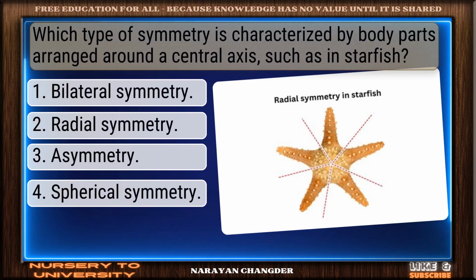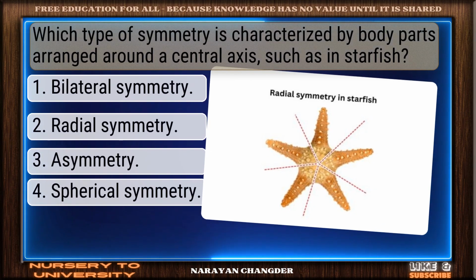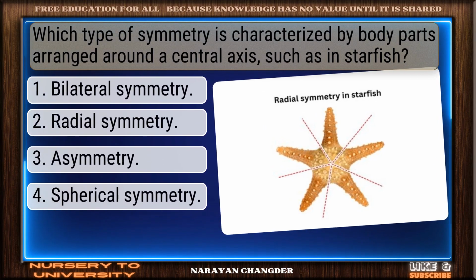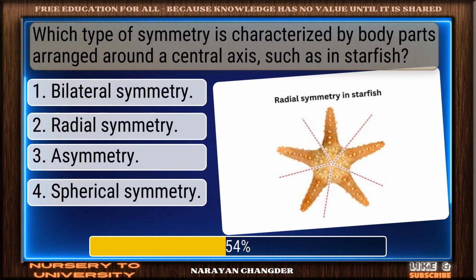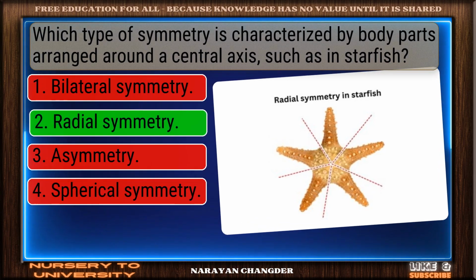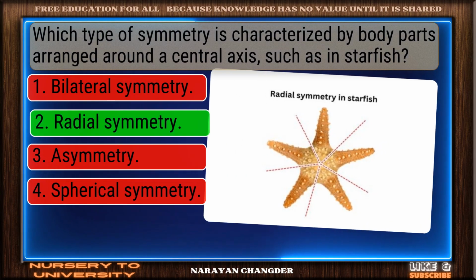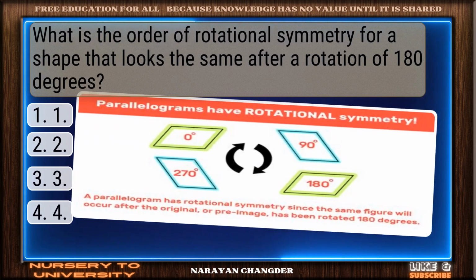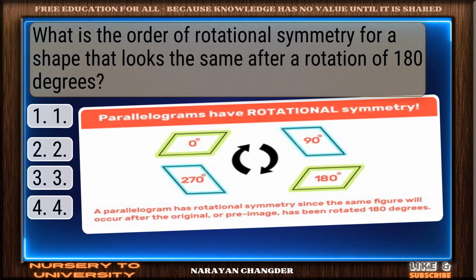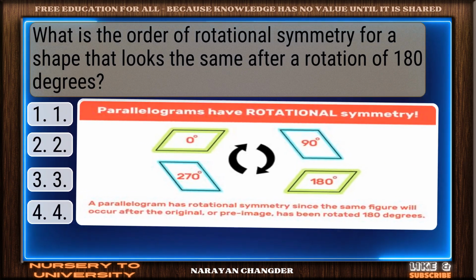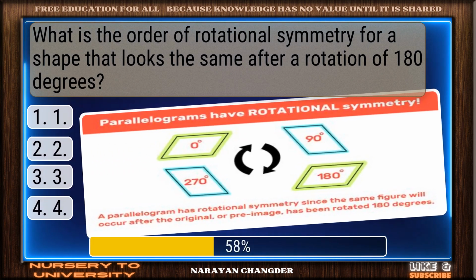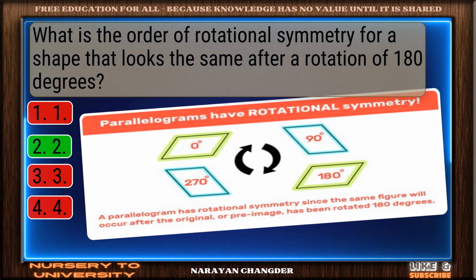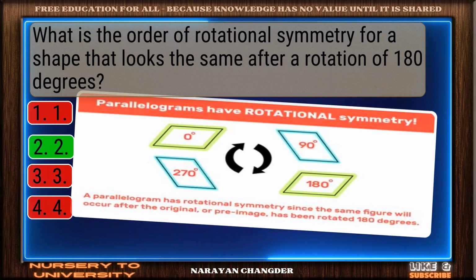Which type of symmetry is characterized by body parts arranged around a central axis, such as in starfish? On track. Radial symmetry is the correct answer. What is the order of rotational symmetry for a shape that looks the same after a rotation of 180 degrees? Correct. 2 is the right answer.